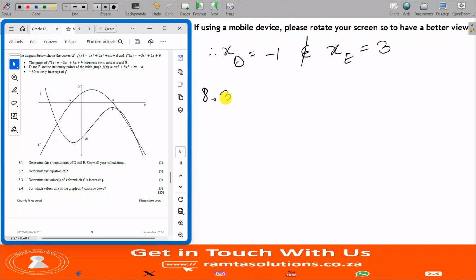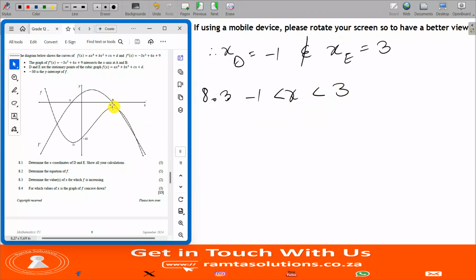8.3, for which values of x is f increasing, or rather determine the values of x for which f is increasing. As you move from here to here, as x increases, y decreases. But from point D to point E, as you move from the left to the right, x increases, and you can see the y values increase. So this is when x is greater than -1 but less than 3. This is when the function is increasing.